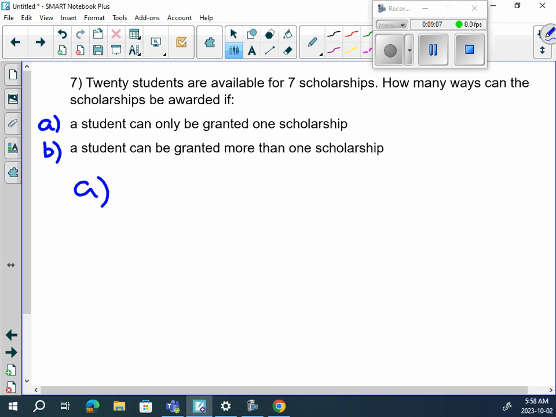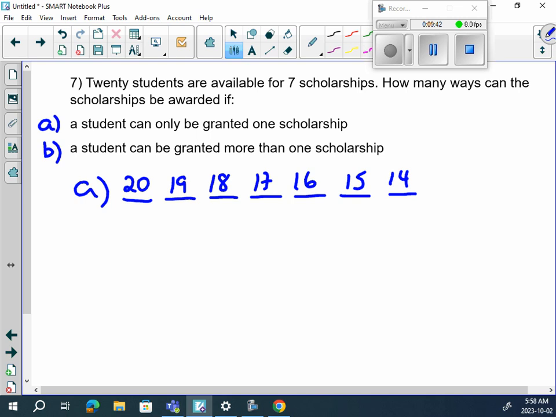So question A, again, looking at it sort of from the perspective of the scholarships, I suppose. Scholarship number 1, if you will. There are 20 different students available to earn scholarship number 1. Once that student has been established, there are going to be 19 left over, and then there are only 18 available for scholarship 3, and so on as we go down the line here. So that is 20 times 19, and so on, whatever that happens to work out to be.